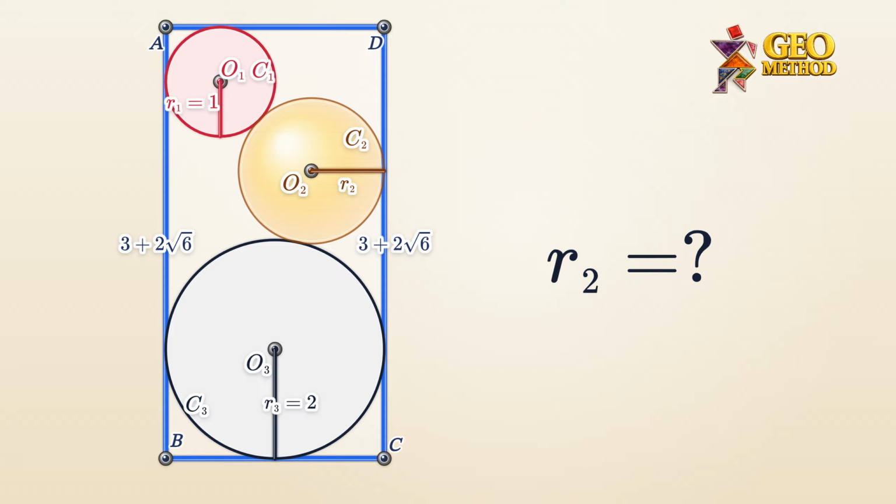Three tangent circles sit inside a tall rectangle. The small radius is 1, the large radius is 2, the long side is 3 plus 2√6, and we want the middle radius R2. Pause here if you want to try the problem first.